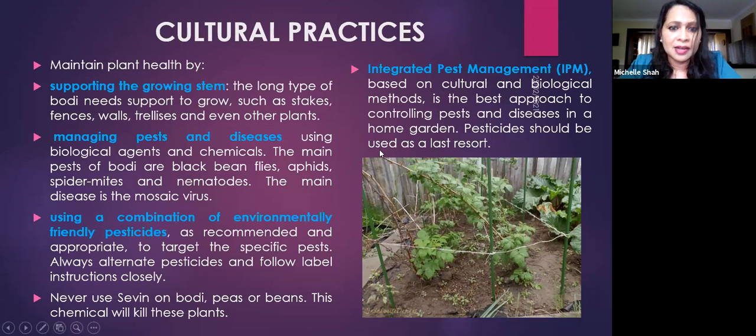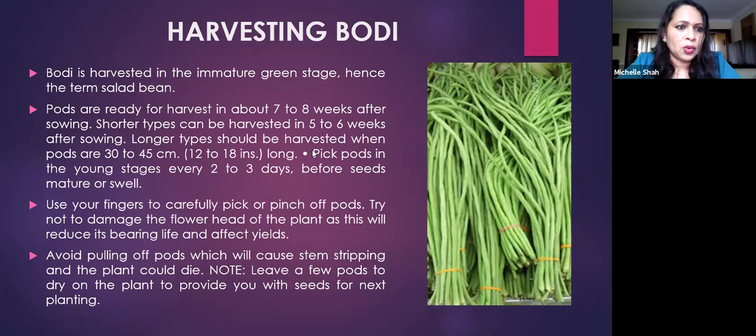Harvesting of the bodhi. It is harvested in the immature green stage, hence the term salad bean. Pods are ready to harvest at 7 to 8 weeks after sowing, and the shorter type can be harvested in 5 to 6 weeks after sowing. The longer type should be harvested when pods are 12 to 18 inches long, and you pick the pods in the young stages every 2 to 3 days before the seeds mature or swell.